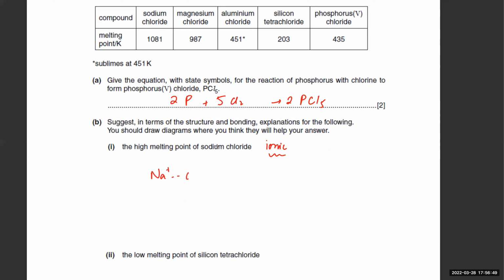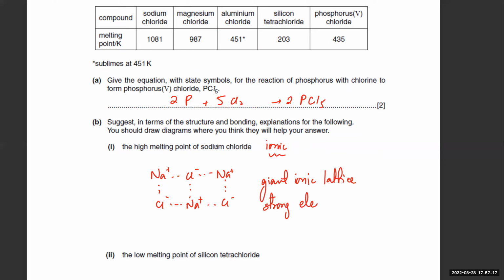Because you can draw the structure. It's got a giant ionic lattice. You've got a bunch of positive ions, you've got a bunch of negative ions, and they're all strongly attracted to each other. So it's a giant structure which endlessly repeats. So the first thing is it's got lots of ionic bonds, giant ionic lattice. And there's a strong electrostatic attraction between positive ions and negative ions.